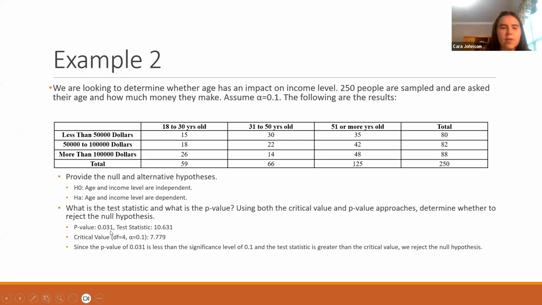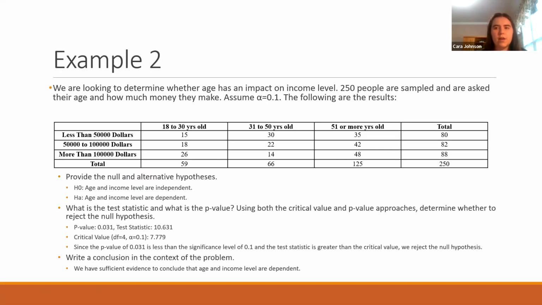So this p-value 0.031 is less than the significance level of 0.1. So we're going to be rejecting the null. And then since the test statistic is also greater than the critical value, that also means we're rejecting. And then our conclusion. Since we reject, that means we have enough evidence that HA is true. So we have sufficient evidence to conclude that age and income level are dependent.